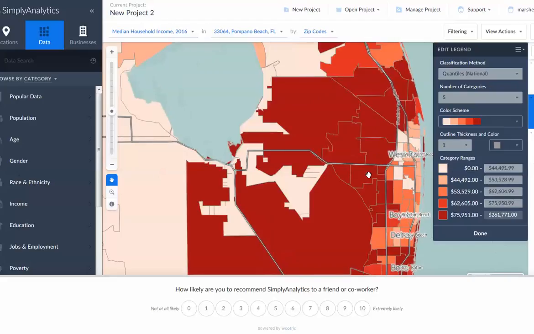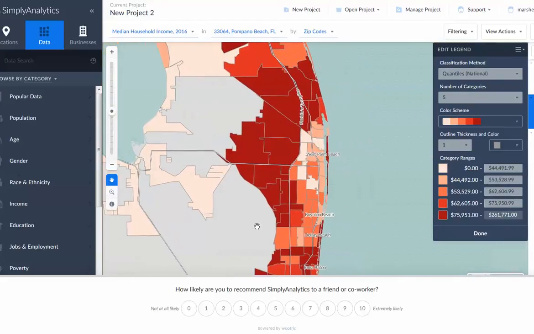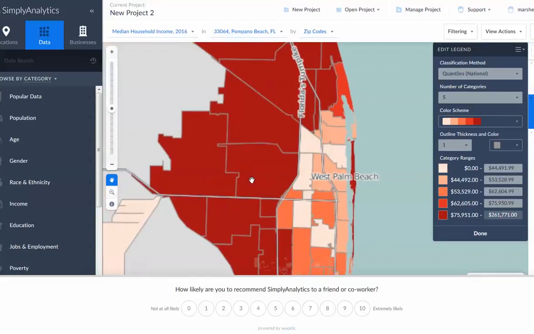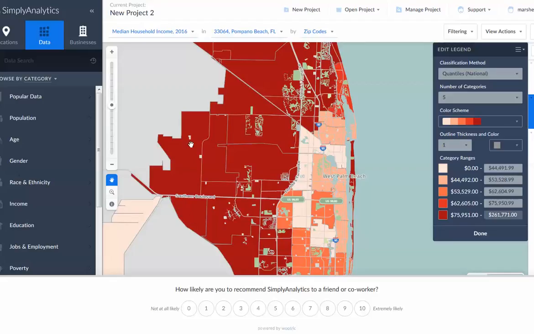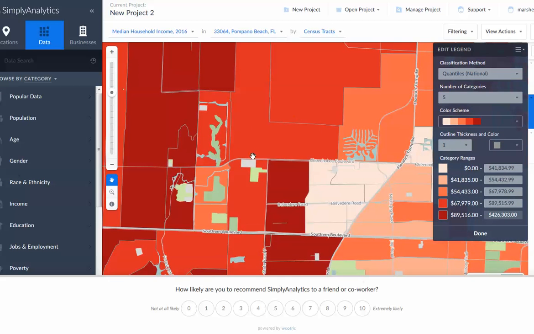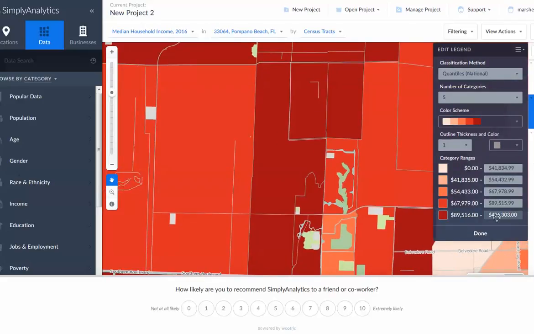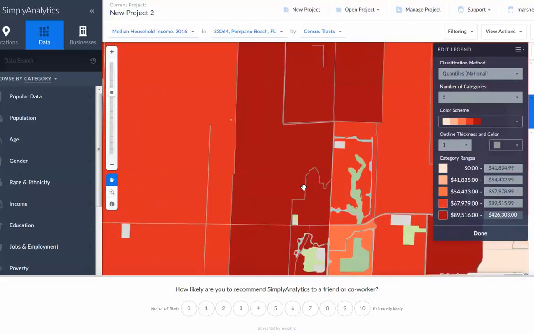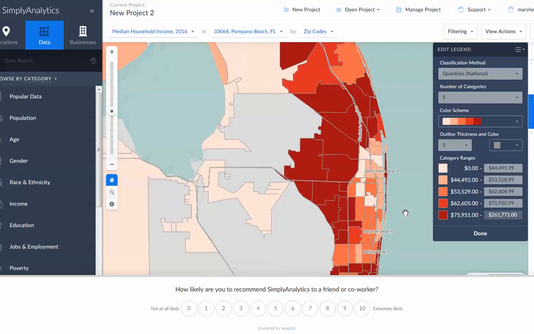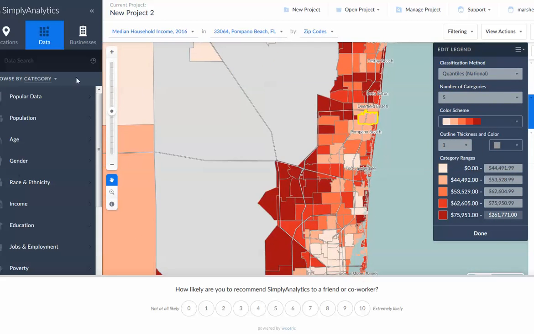And as we zoom in, we can start to see here, right, that again, West Palm Beach is pretty wealthy. But then this is the sort of the western suburbs here, also pretty wealthy, 75,000 and above. As we zoom in, you'll get more categories, so you'll be able to pinpoint more accurately where a high income audience is. So that's another way to use Simply Analytics.